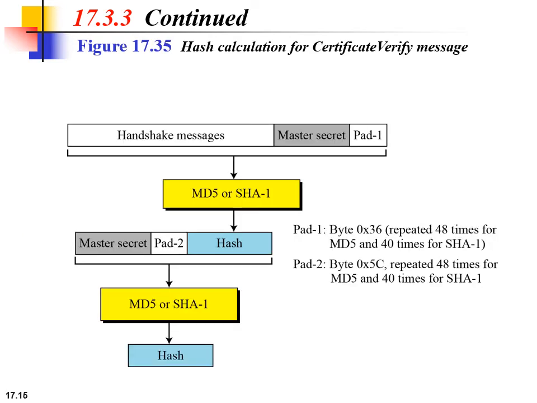So here is the diagram of how the hash is calculated for certificate verify message. If the client private key is related to a DSS certificate, then we are going to use only one hash function, that is the SHA-1 algorithm, and the length of the hash is 20 bytes. And if the client private key is related to an RSA certificate, then we are going to use two hash functions. One is based on MD5 and another one is based on SHA-1. So total length will be 16 plus 20, that is 36 bytes. So this is all about how we are going to calculate hash for the certificate verify message.